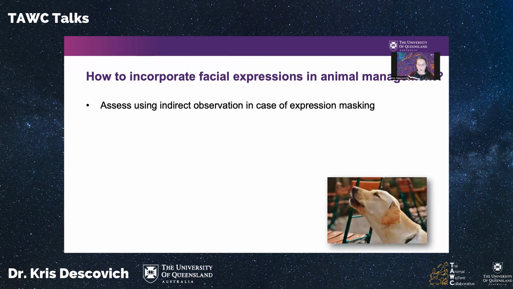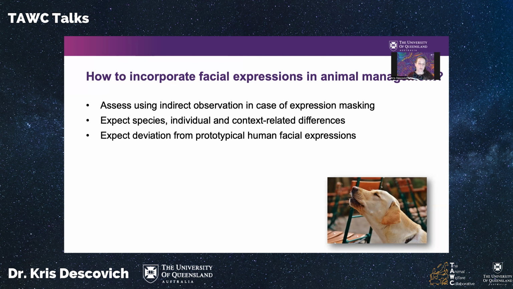As I mentioned before, we may see some expression masking in animals. So in that case, using indirect observation of their facial expressions may be more useful than using direct observations. I would also say to be expectant of individual differences, as well as species differences, and also context-related differences. Be observant about the individuals that you're working with and what their individual reactions might be.